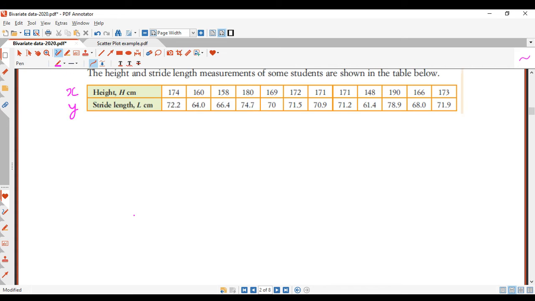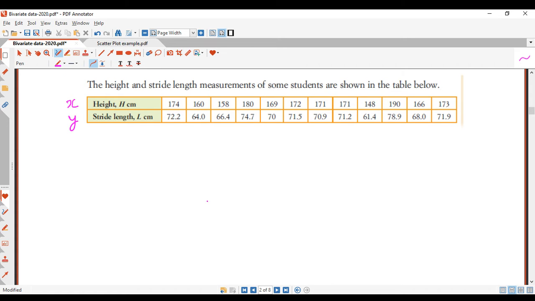So if I was to draw a quick sketch of the scatter plot to my number plane, the reason we need to know which one is the dependent and independent is because on the axes we need to know what the labels are. So the dependent variable goes in the vertical axis, so that'll be stride length, L in this case, and the independent one goes here for H.